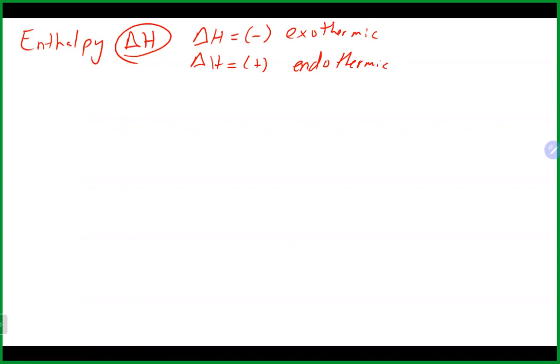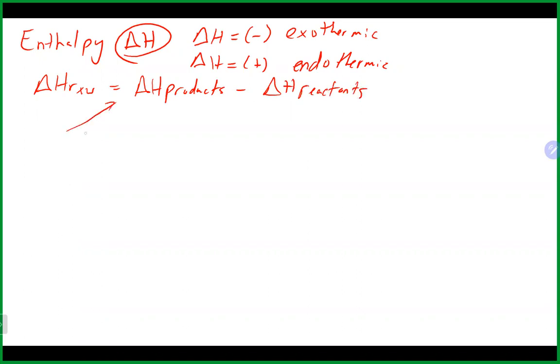Now, there's several different ways you can calculate delta H, and we're going to talk about another way here today as well. But last time we talked about a very common way, which is basically taking the enthalpy of all the products and subtracting from it the enthalpy of all the reactants. So if you want to calculate the delta H of a reaction, you could take the delta H of the products minus the delta H of the reactants.